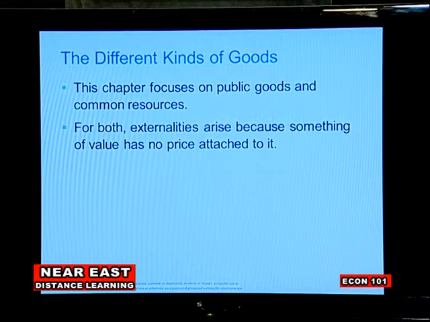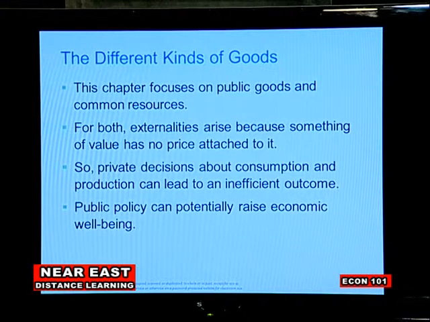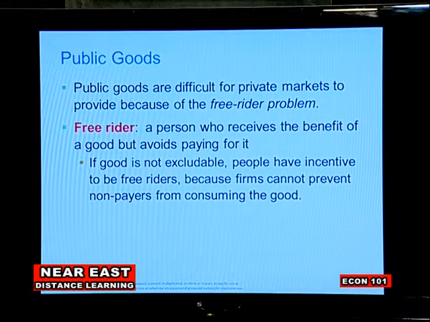This chapter mainly focused on public goods and common resources. For both, externality problems arise because something of value has no price attached to it. So private decisions about consumption and production can lead to an inefficient outcome. So public policy can potentially raise economic well-being. Now, public goods, as we said, have one problem.